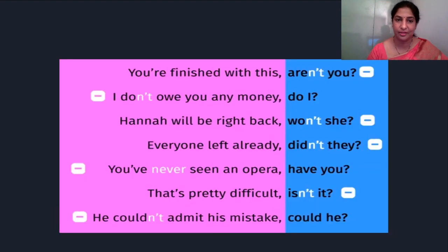Some more examples. Here we have used both positive and negative statements. You're finished with this, aren't you? In this, you're finished with this is a positive statement. So for the positive statement, you already know we have to use a negative question tag. So we have used the negative form, aren't you.